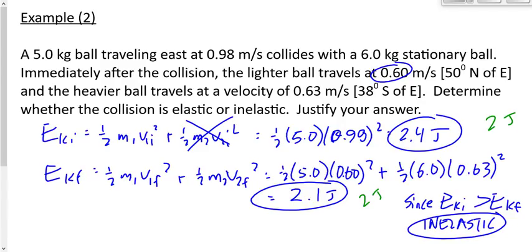Now, if this said 6 kilograms and this said 5 as well, my final answer in both cases should be rounded to 1 digit. And what would I conclude then? To 1 digit, I would say that it is elastic, because they would both be the same number to 1 digit. Make sense? Is that hard?